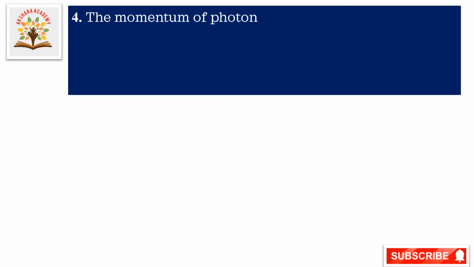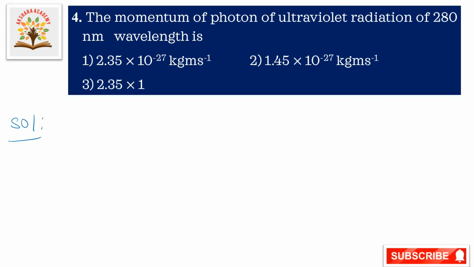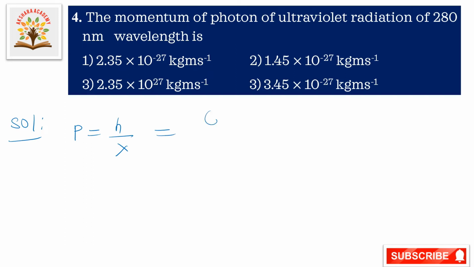Next we'll go to the next one. The momentum of a photon of ultraviolet radiation of 280 nanometer wavelength is. Now let us go to the solution. P is equal to h by lambda. h is equal to 6.6 × 10⁻³⁴. Lambda they have given us is 280 × 10⁻⁹ meters.